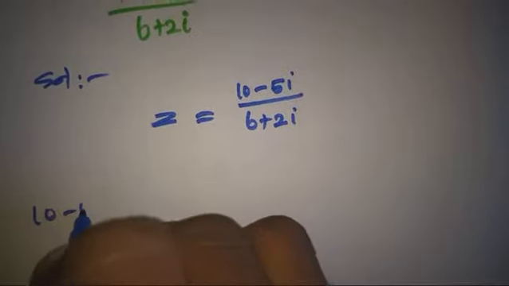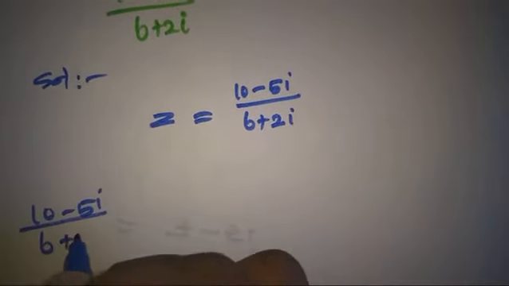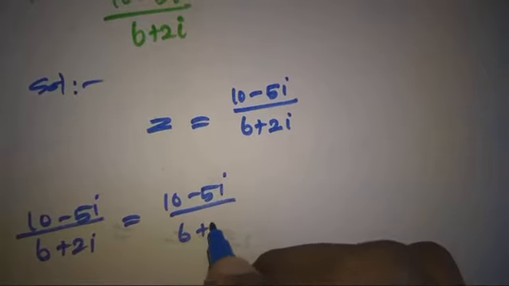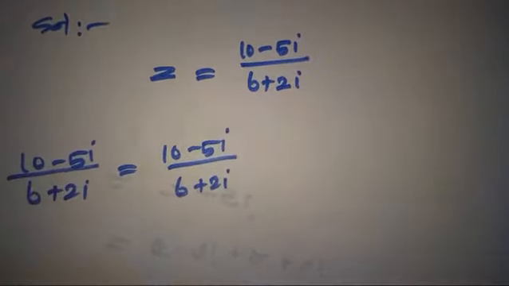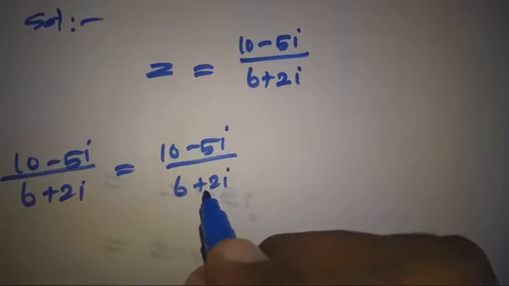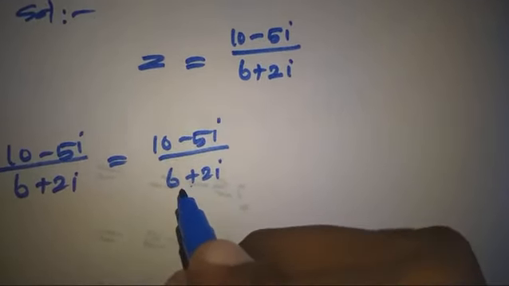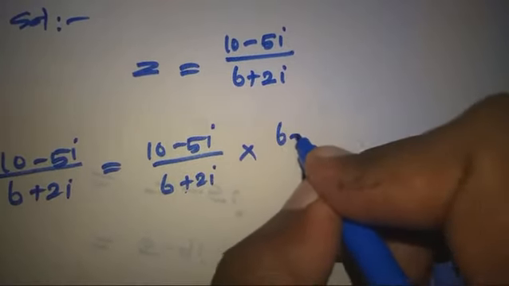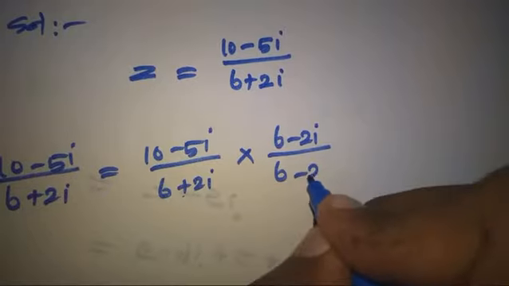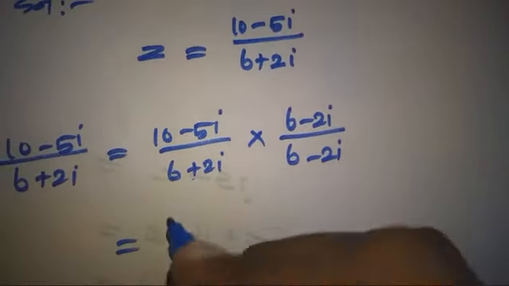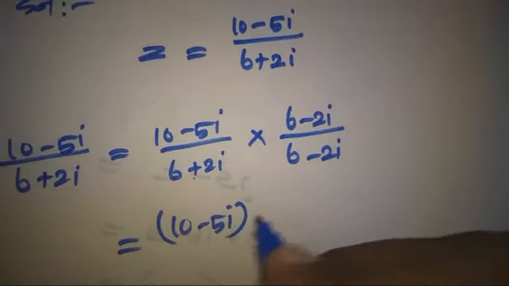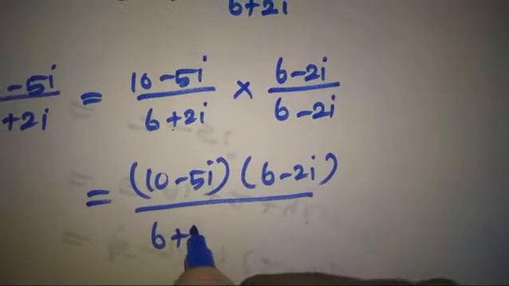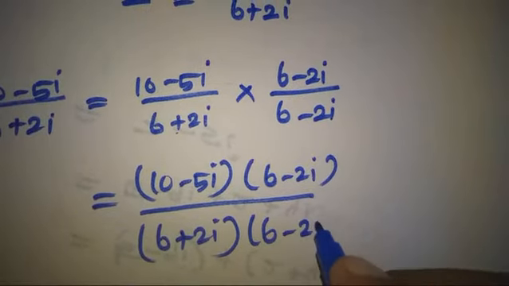So the 10 minus 5i by 6 plus 2i equals 10 minus 5i by 6 plus 2i. So listen, what's the denominator term? The denominator is a complex number, complex form. It's not possible for the denominator, so we take the conjugate: 6 minus 2i by 6 minus 2i. Multiply. 10 minus 5i into 6 minus 2i by 6 plus 2i into 6 minus 2i.